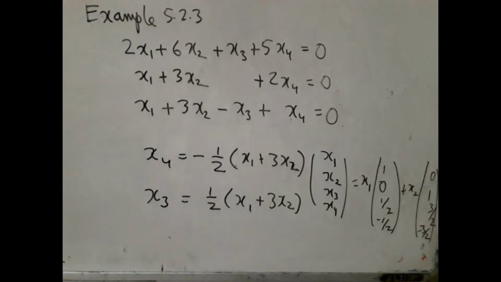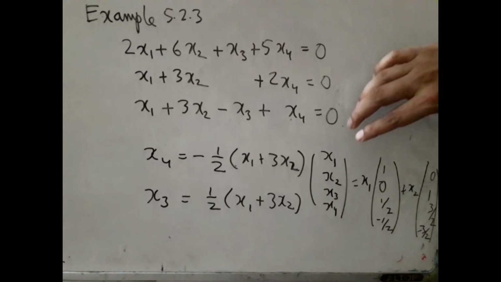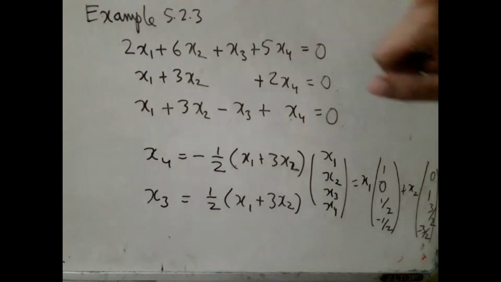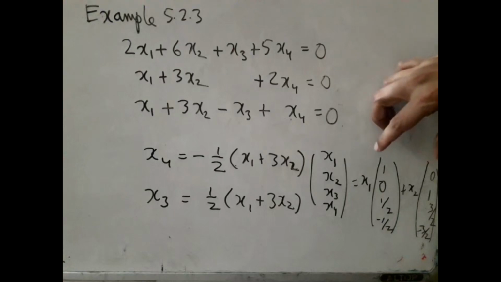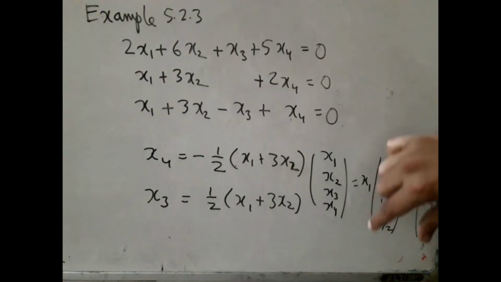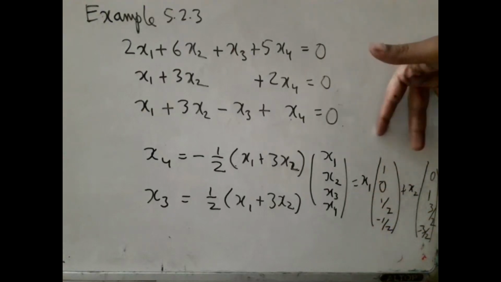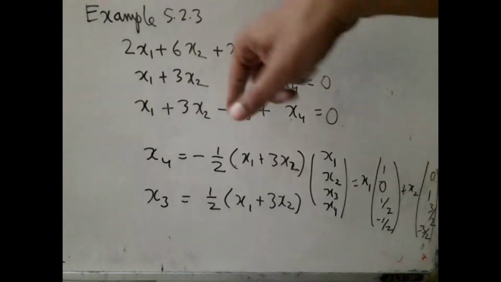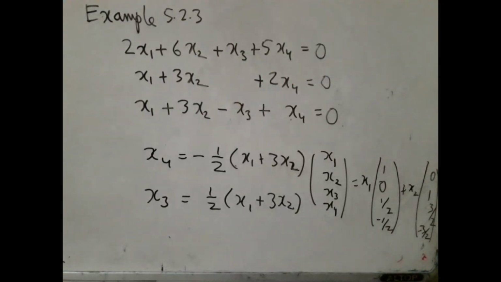So I can see that the general solution, that is the null space of the coefficient matrix, is made up of all linear combinations of these two vectors. So they constitute a basis for the null space of the coefficient matrix. So that is one way of obtaining the general solution.